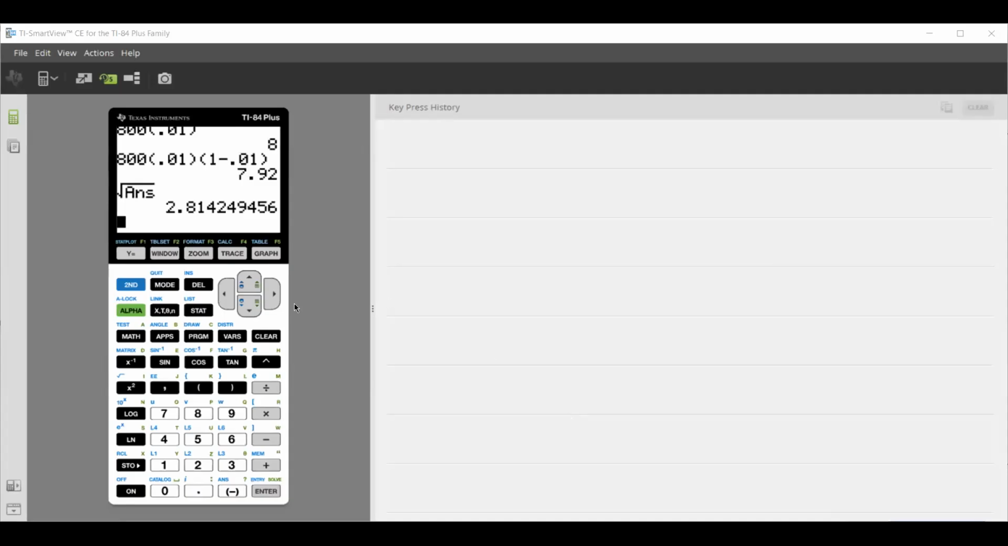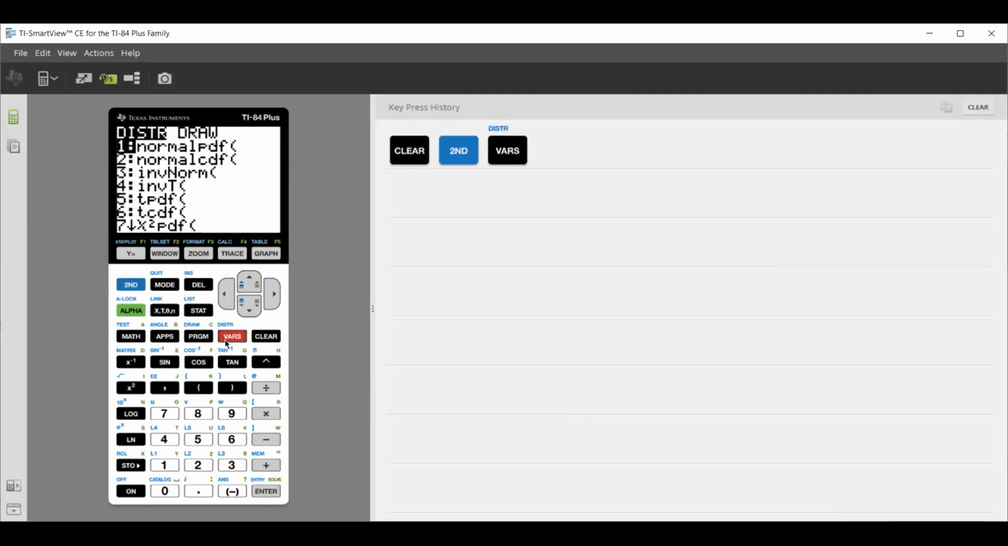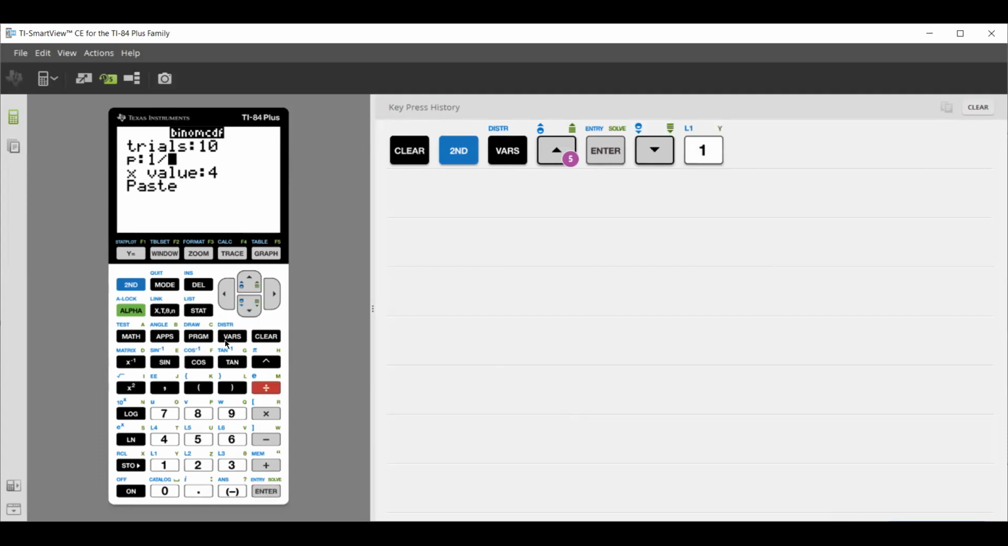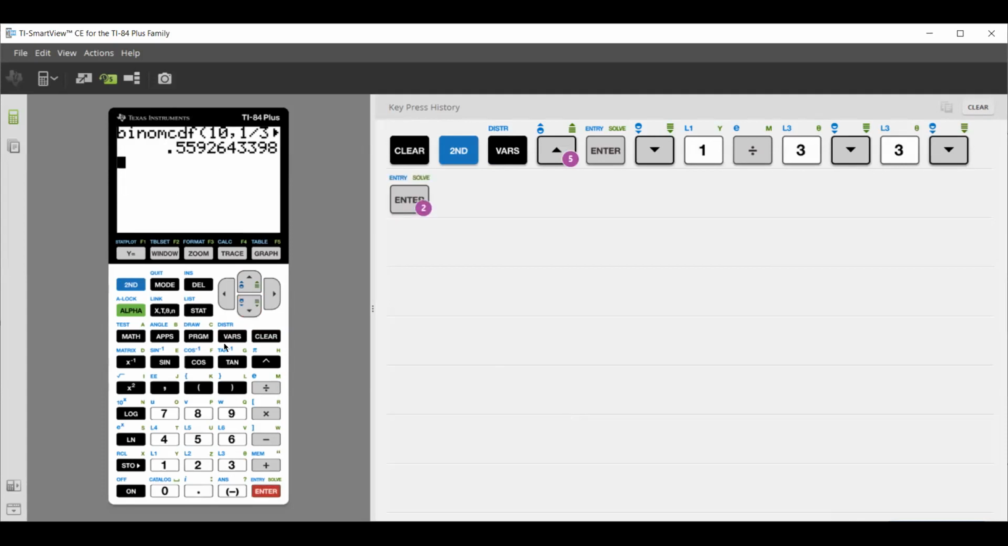And we have, let me clear this out. All right. So we have second distribution, binomial CDF. We have 10. This time it's 1/3. Let's see if it'll take it. And three. Oh yeah, it does take it. So I have 0.5592. Does that agree with her answer or no? Yep, correct. Okay, it's cool. All righty. So that's how we do that one.